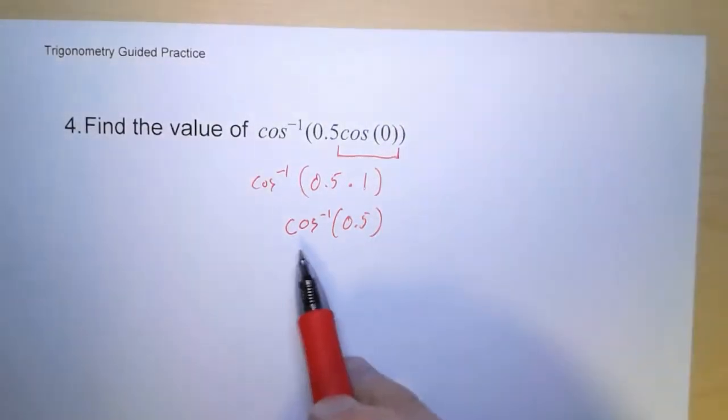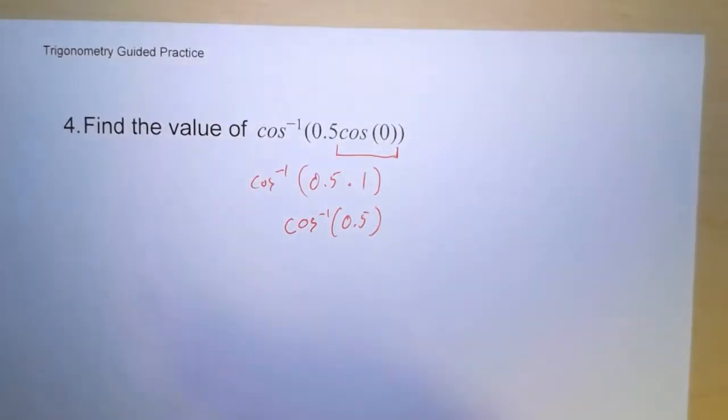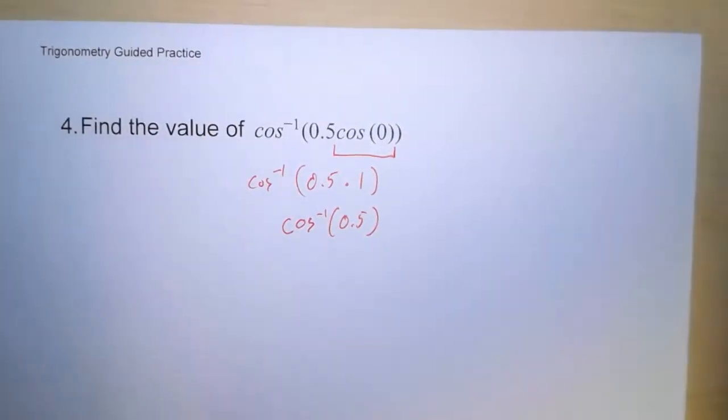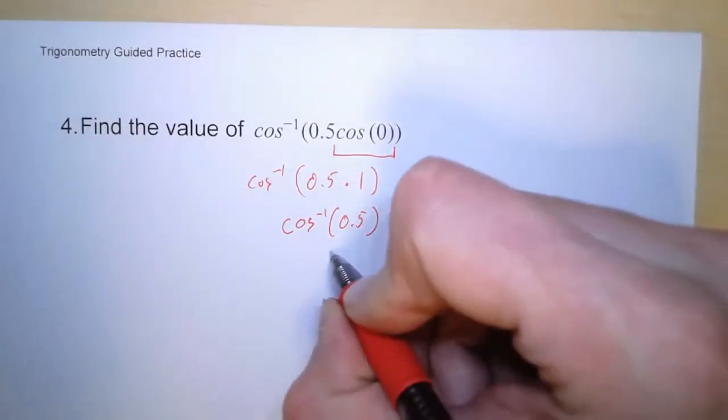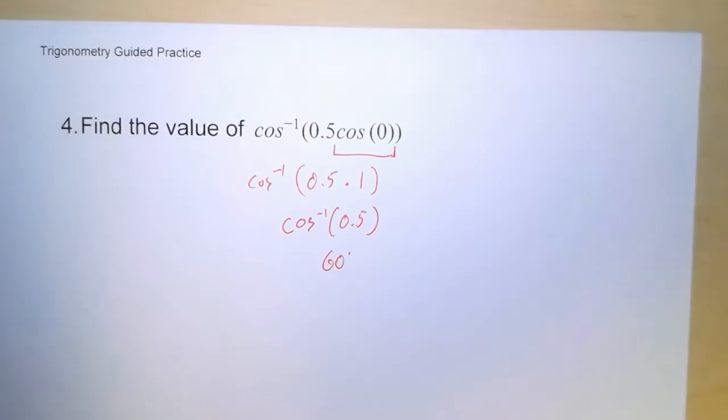And so now we ask, when is cosine 1/2, or 0.5? So looking at our unit circle, we see that cosine has a value of 1/2 at 60 degrees.